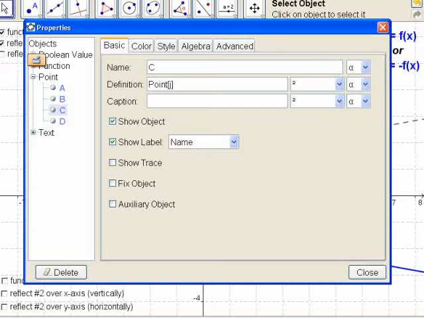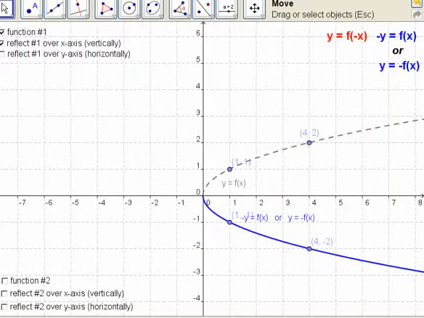We could pause this. What changed there? This point was 4, 2. Now it's 4, negative 2. X coordinates the same. Y coordinates opposite. This one the same thing here. This is 1, 1. This is 1, negative 1.